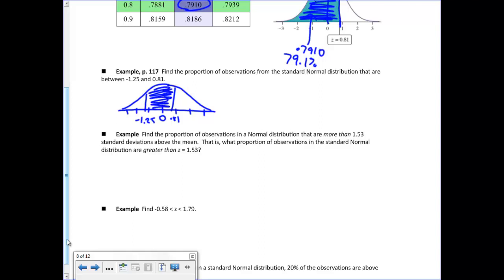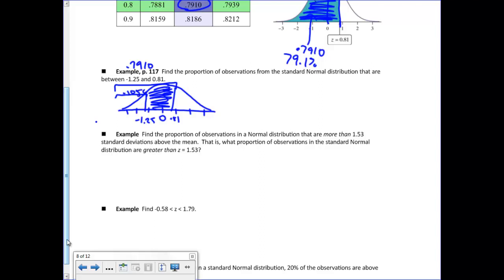When we go to our table to look up a z-score of 0.81, it always measures to the left of that. So go to your table, find 0.81, which we actually just did, and we said that was 0.7910. So really, like 79% of the data lies to the left of that z-score. But do I want all of this? No, I need to get rid of this part right here. So I look up negative 1.25, and I need to subtract that part out. Find your z-score of negative 1.25, so 0.1056.